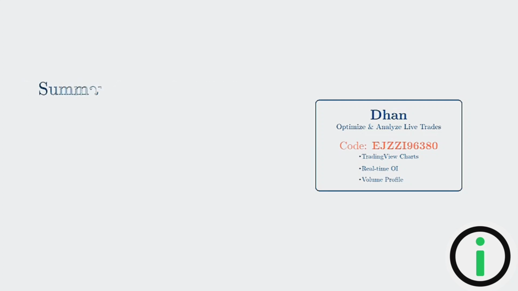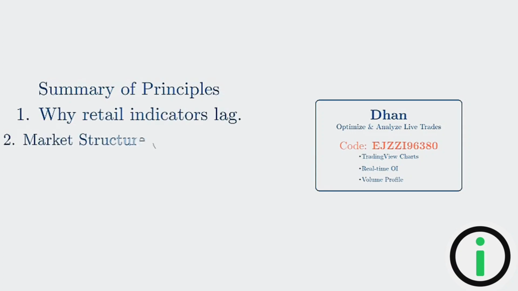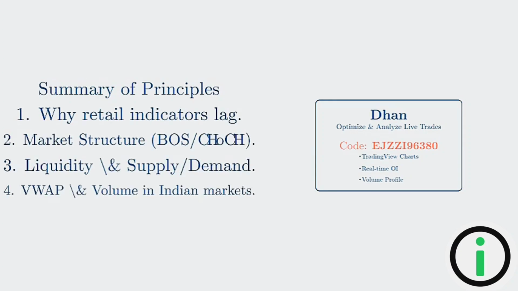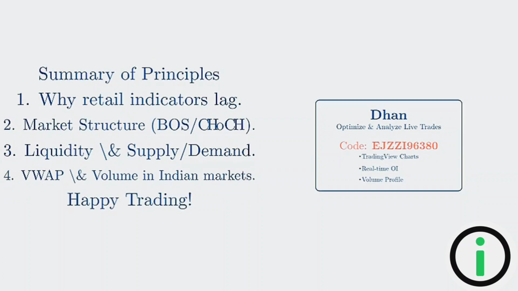Remember, technical analysis is not about predicting the future. It is about building a high-probability framework based on where the money is moving right now. In this module, we've learned why retail indicators lag and how to avoid that trap, how to read market structure through BOS and ChoCH, the power of liquidity and supply and demand zones, and which tools, like VWAP and volume, actually matter in the Indian markets. Take these principles to your charts today. Don't look for patterns. Look for the story the price is telling you. See you in the next lesson.